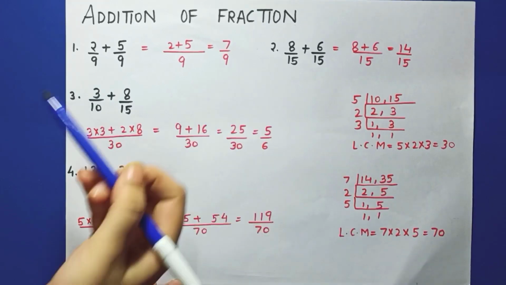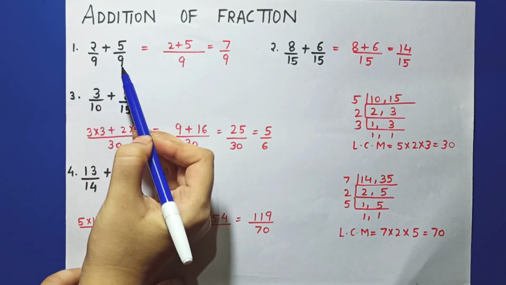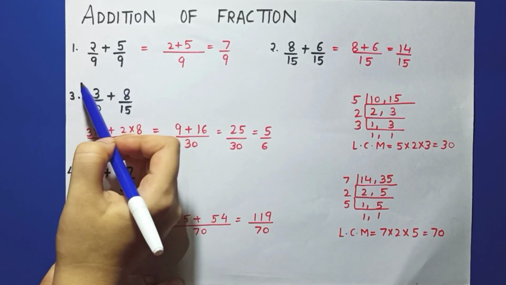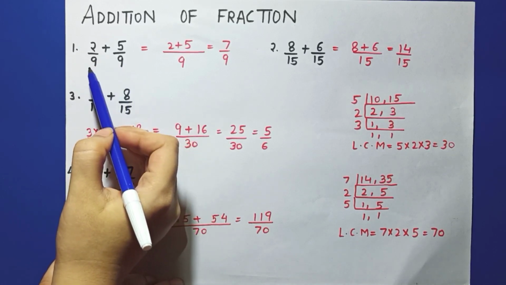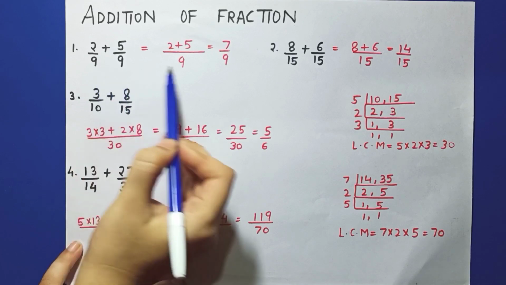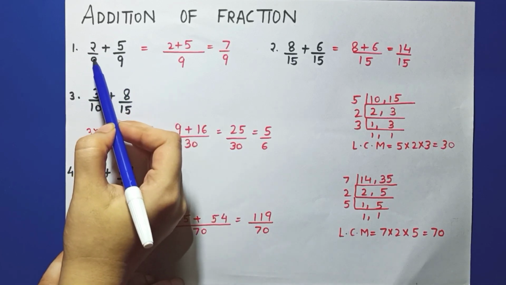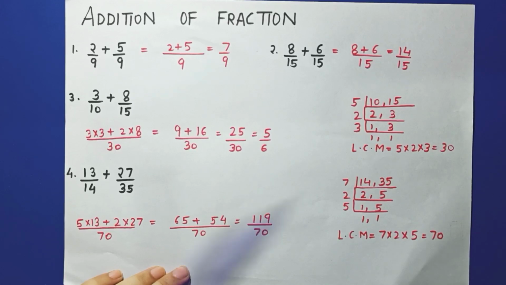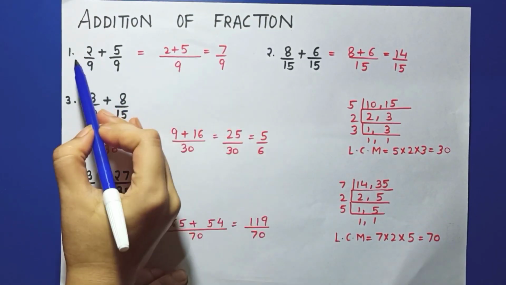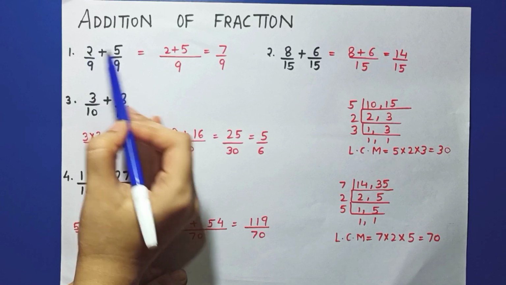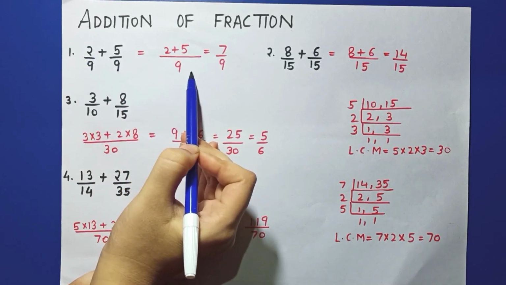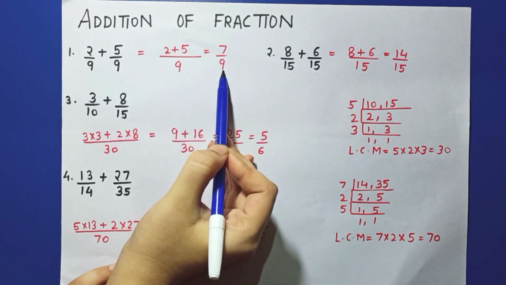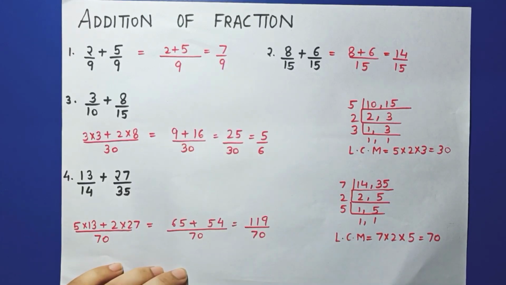Our first example is 2 upon 9 plus 5 upon 9. How will we add these two numbers? These are like fractions. Like fractions means the denominator is the same, 9. So in such kind of fractions we only have to add the numerator, meaning 2 plus 5, and divide by 9 because the denominator is the same. 2 plus 5 is equal to 7 and the denominator 9. So the answer is 7 upon 9.